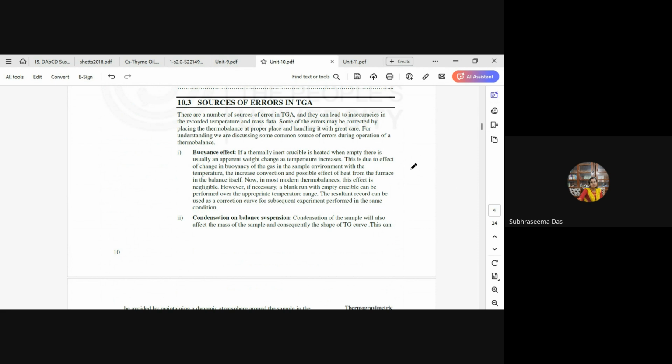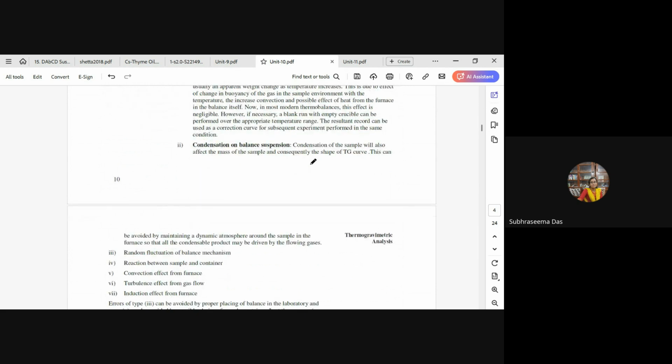First is the buoyancy effect. If a thermally inert crucible is heated when empty, there is usually an apparent increase in weight as the temperature increases. This effect is called the change in buoyancy of the gas in the sample environment with the temperature. In most modern thermobalances, this buoyancy effect has been neglected.